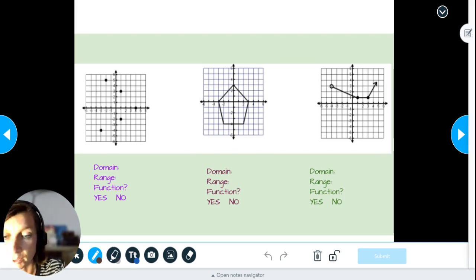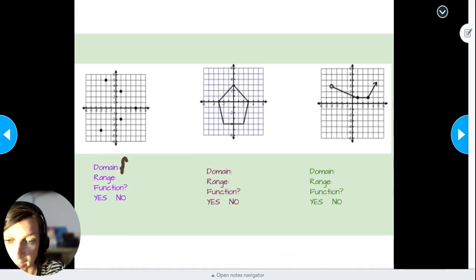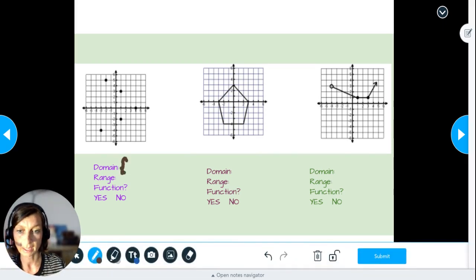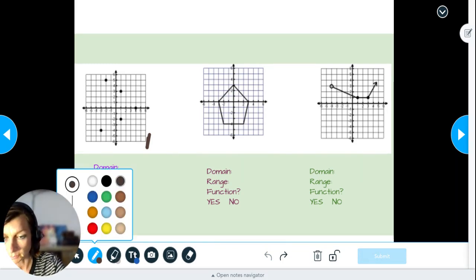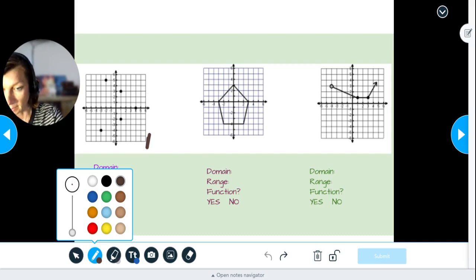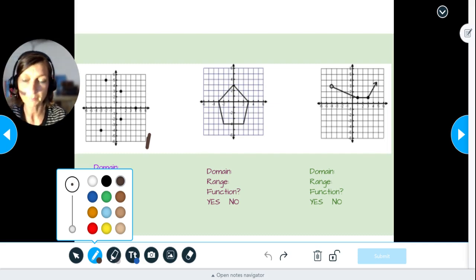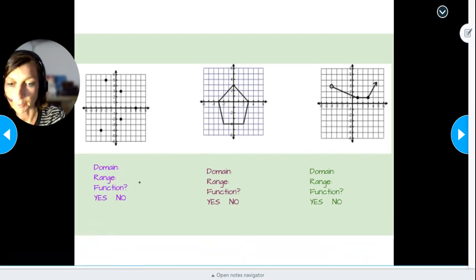Now, the domain will list your x values. If the function is a discrete function, let me try to enlarge it a little bit. Okay, if the function is a discrete function, you are going to list the values. Now mine is too thick, and of course my thing is in the way. So let me see if I can adjust it. Make it a little bit thinner. And I hope I'm not in the way for you.